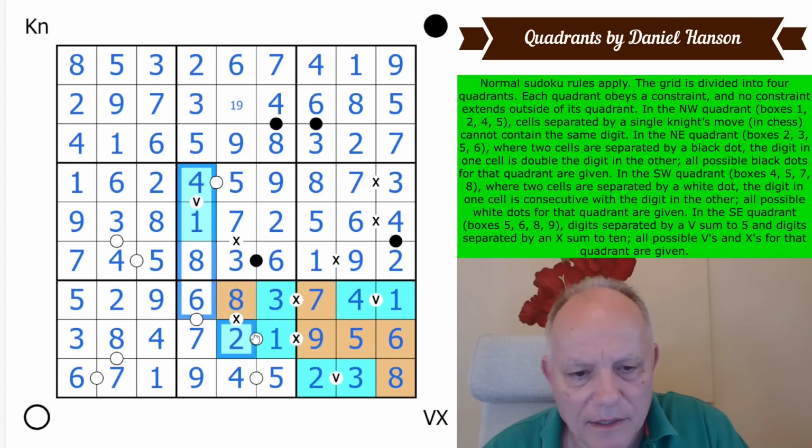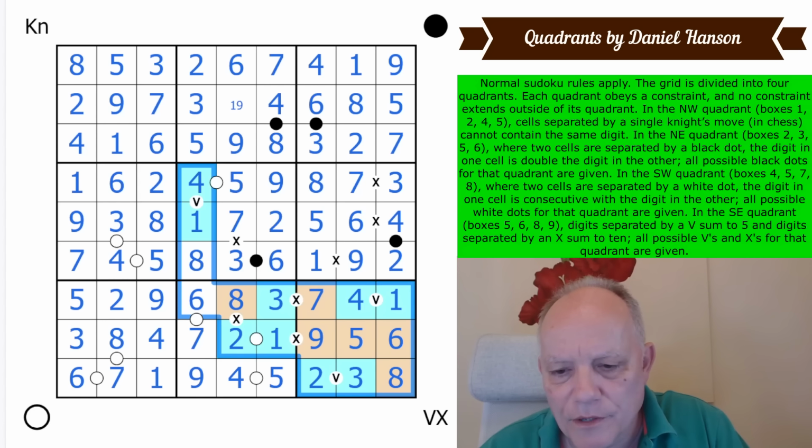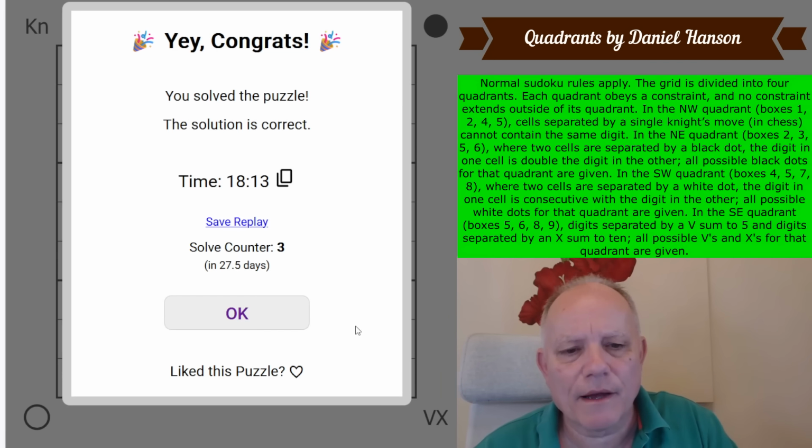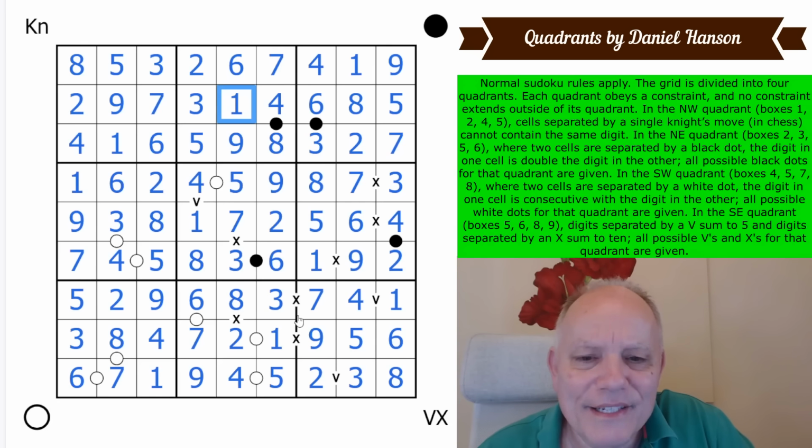Let's get rid of the colors before I do the last digit. I mean, they were useful in the beginning, but not necessary now. And a 1 there we go. That's it. That's a nice puzzle.